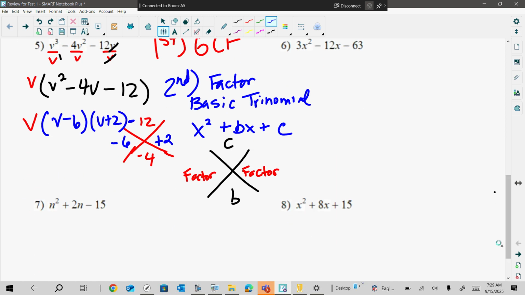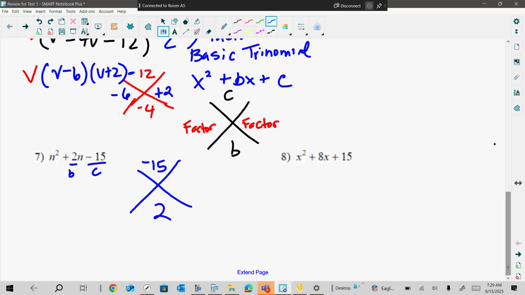I'm going to get to the other page here. So in here, if I look, there is no GCF. So this negative 15, that is my c. And the 2 here, that is the b. So I'm looking for factors of a negative 15 with a sum of 2. Would have to be negative 3 and a positive 5. So my answer is n minus 3 and n plus 5.